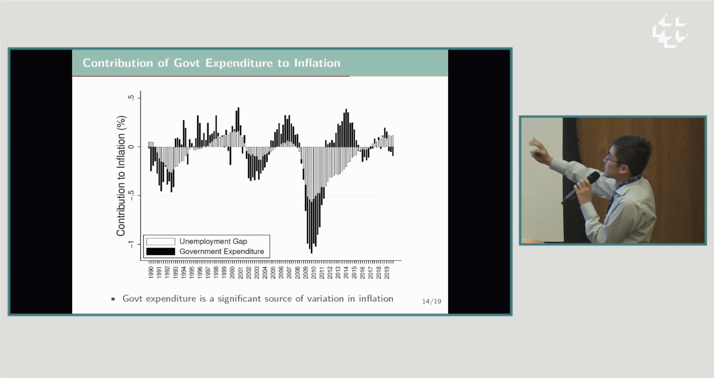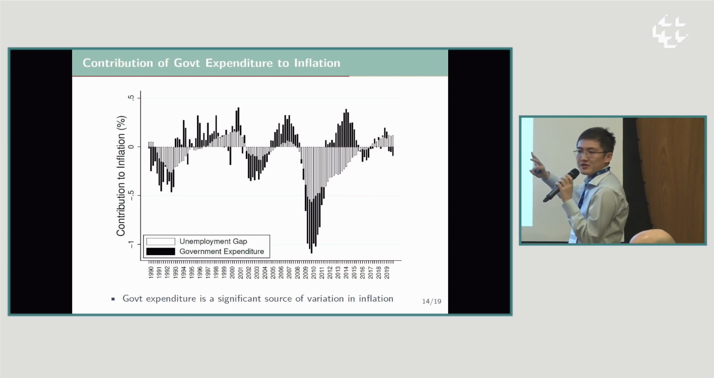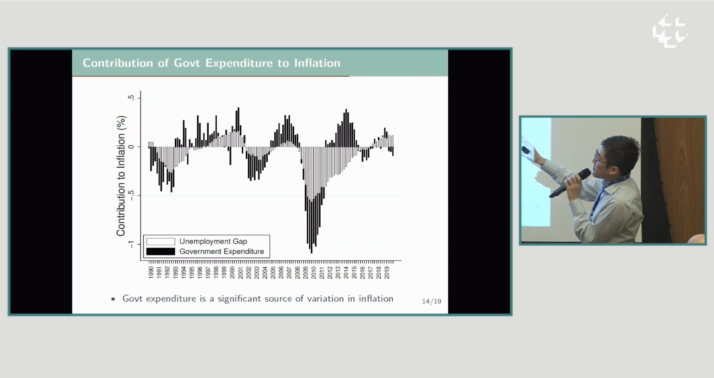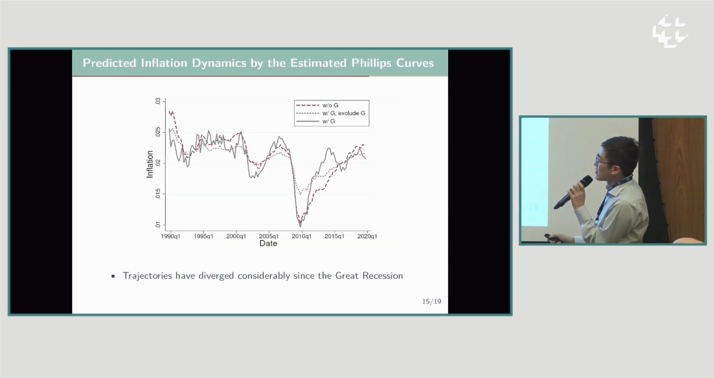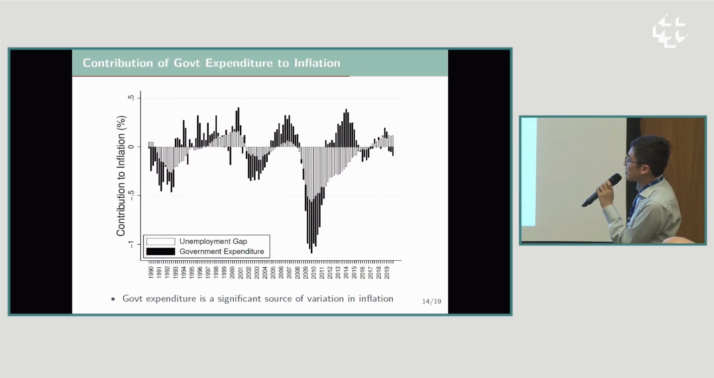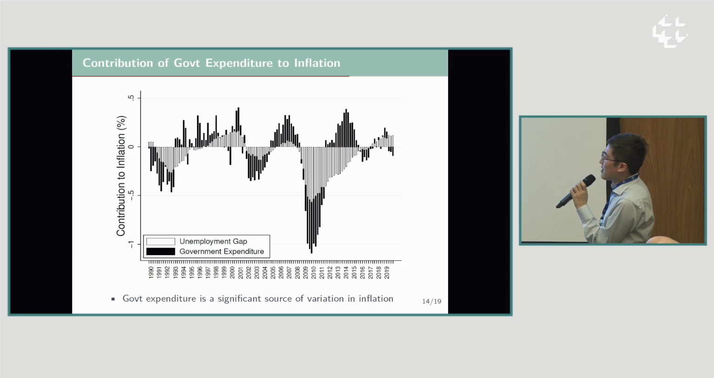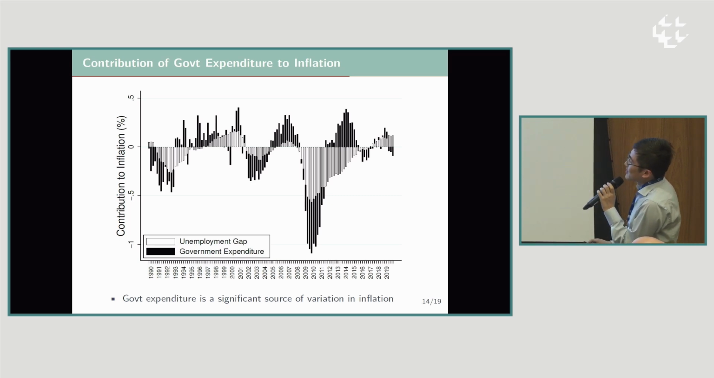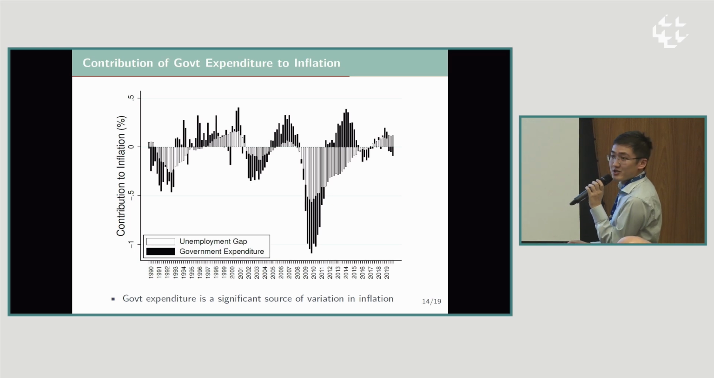This figure shows that we take the estimated Phillips curve, and we construct how much of the variation in inflation comes from the term of economic slack, which is measured by the employment gap, and how much of the variation in inflation comes from government expenditure. Starting from the 1990s, you can see that the contribution from government expenditure has almost the same quantitative scale as the contribution from the employment gap.